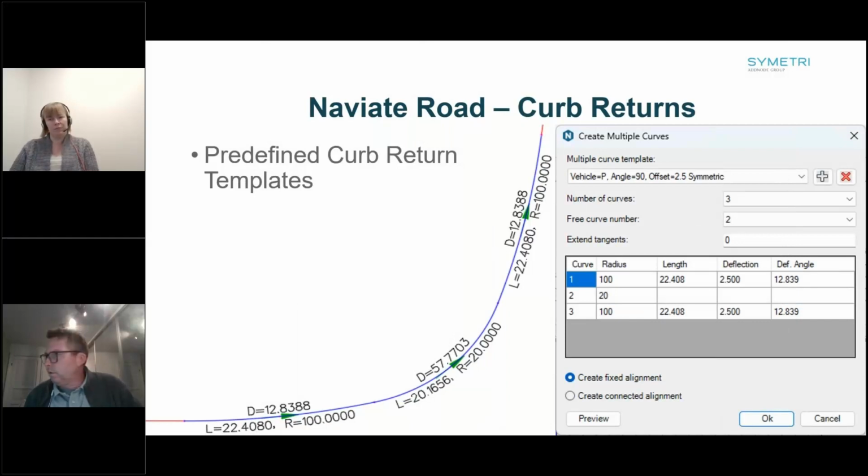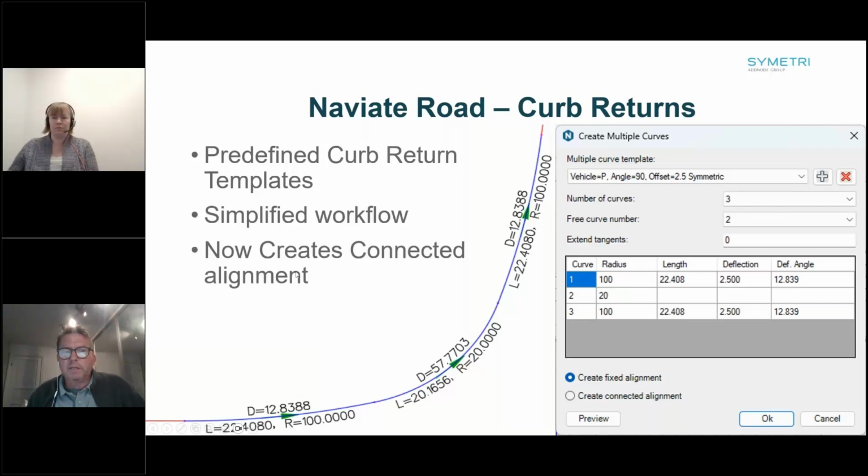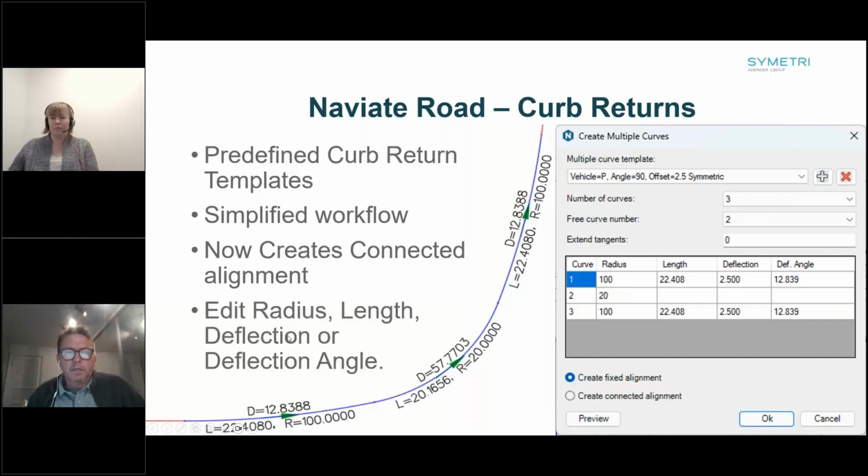Another road news is curve returns. So this command has existed a while. It's a predefined curve return template tool. So we've predefined combinations of radiuses. What's happened here is that we've simplified the workflow a little bit. It now creates connected alignments. So we have an option down here. And you're able to edit in the list here radius, length, deflection, and deflection angle.